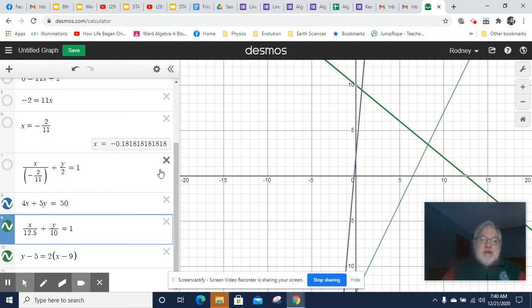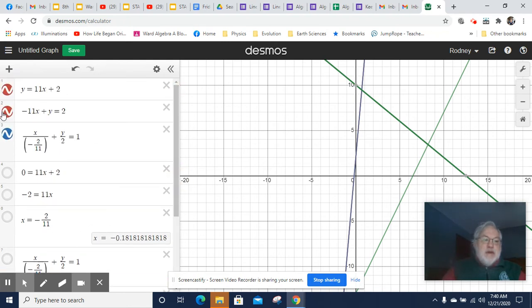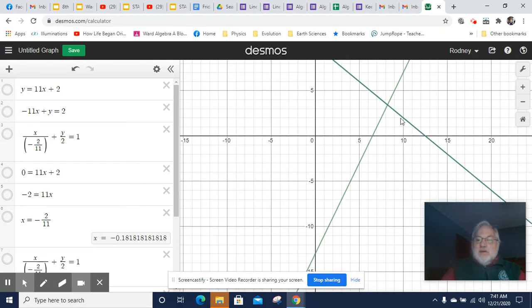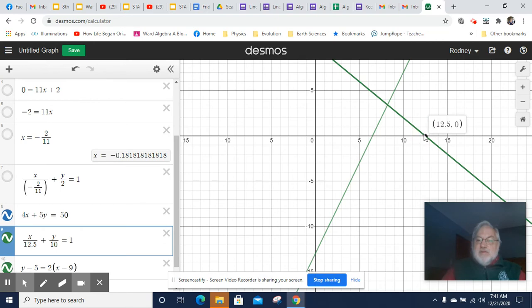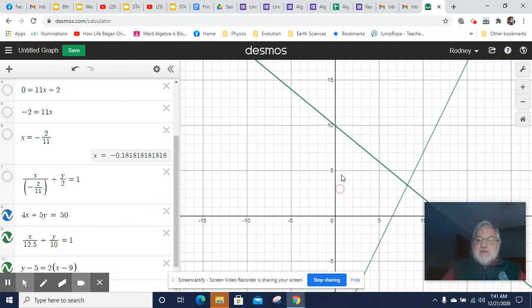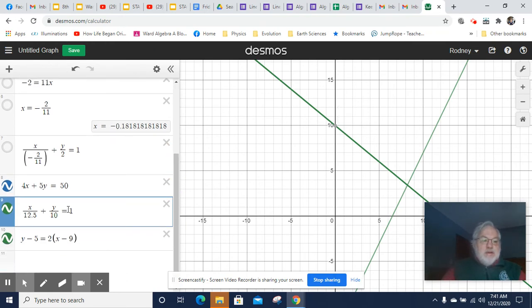So actually, let's test that out. Let me get rid of some of this other stuff that's distracting so we can look at that. Does that go through 12.5, x over 12.5? That is the x-intercept, and y over 10, that is the y-intercept, so it works. So all I had to do was divide all parts by 50 and then do a little rearranging.